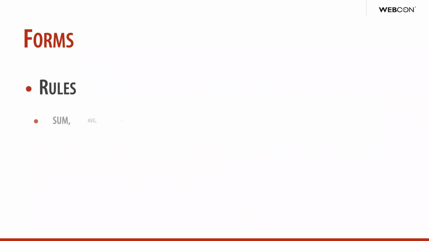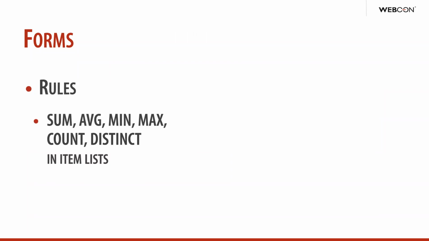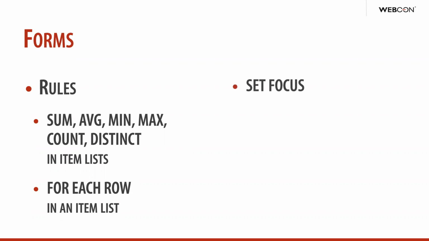Other things in forms. Form rules have improved. We now have aggregate operators for the contents of item lists. So if you want to figure out the sum of the items in an item list and use that in a form rule, you can. For each row in an item list, yes, you can do something to every item in an item list inside of a form rule. It's very, very handy.